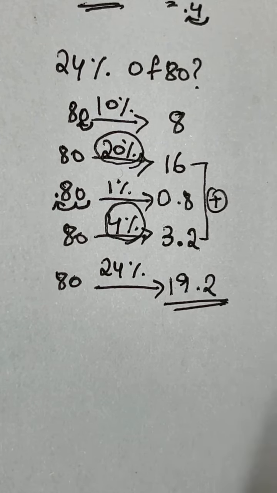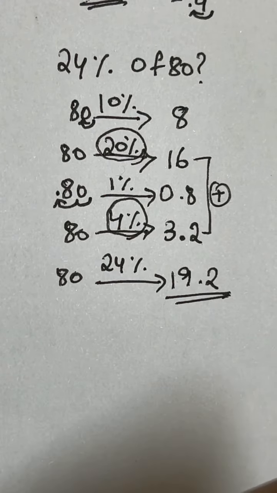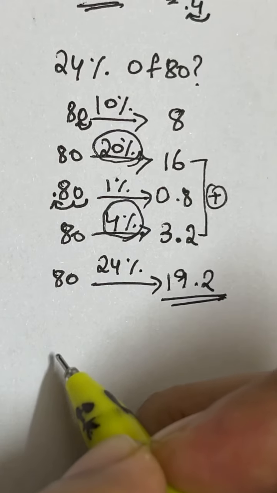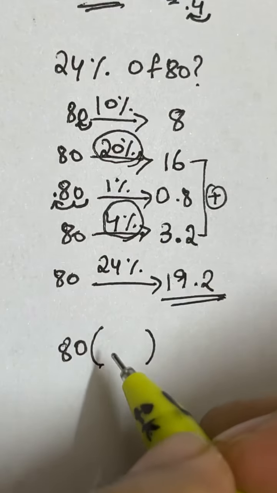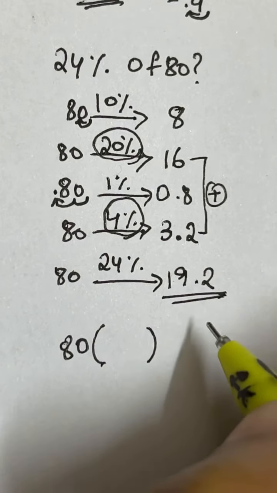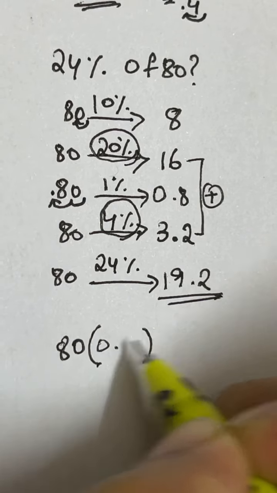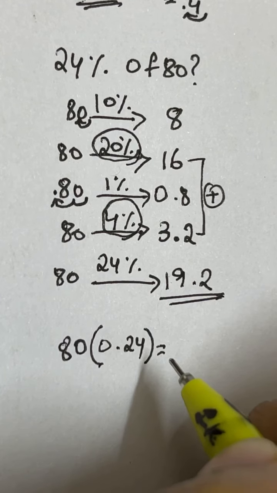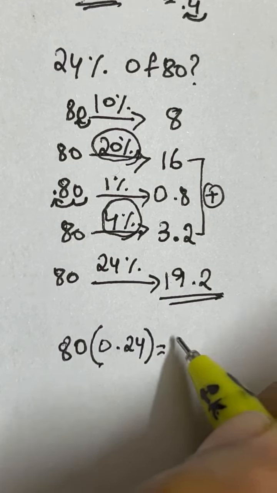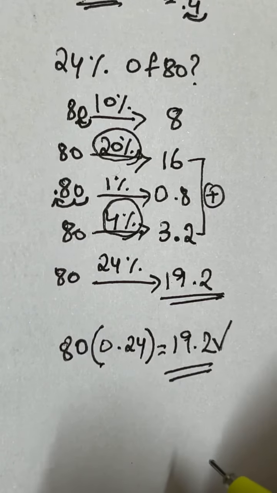But if you want to solve it using a calculator, you can confirm it using your calculator. How do you confirm using your calculator? Take your calculator, type in 80 times, you need to have the percent in terms of decimal. So 24% in terms of decimal is 0.24. That's how you write it down. 0.24 times 80 would give you 19.2. This is how you can confirm it using your calculator.